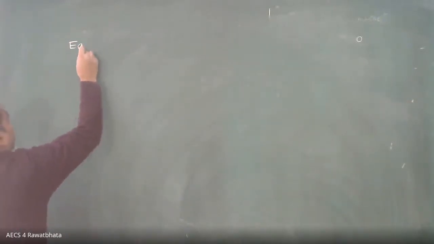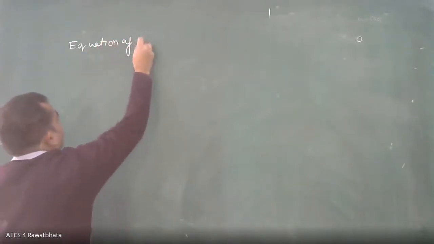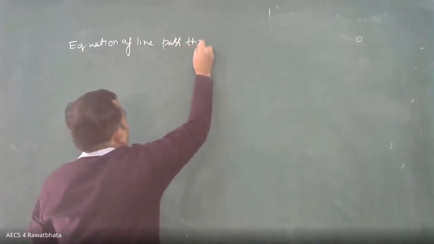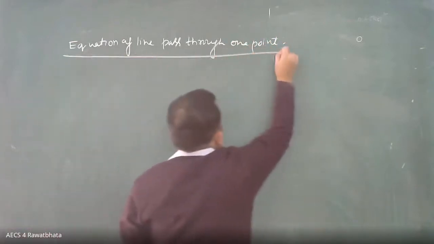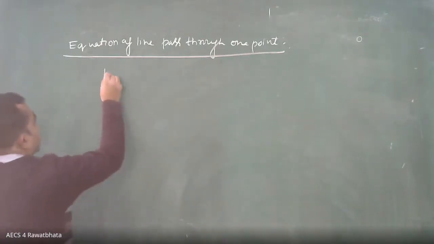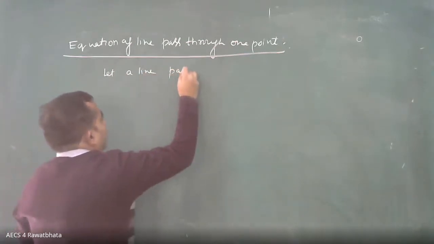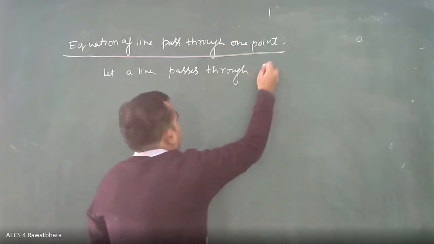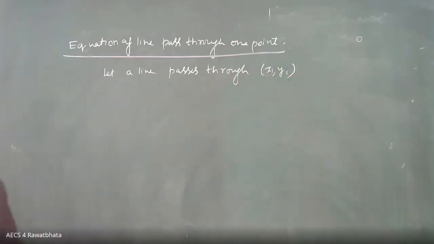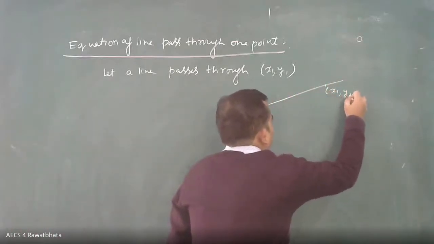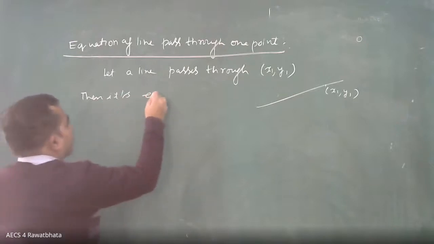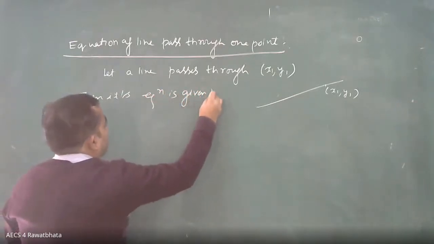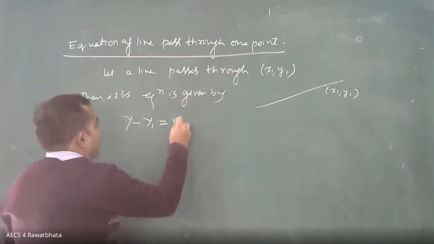Yes, students. Next concept is equation of line passing through one point. Students, suppose any one point is given, x1, y1, and the line is passing through that point. Then its equation, we have a standard form, is given by y minus y1 equals m times x minus x1.